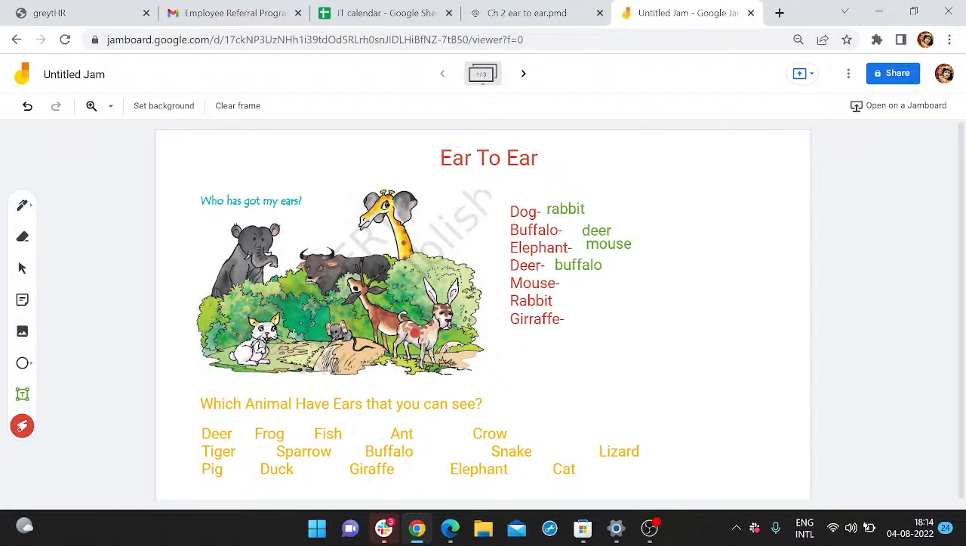So we can clearly figure out that next to the mouse we can write dog, because the mouse is having the dog's ears. So I'm going to write dog over here. There we go. Let's move on to the next one, that is rabbit.